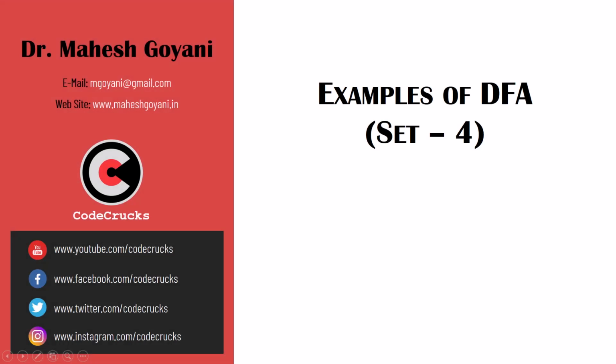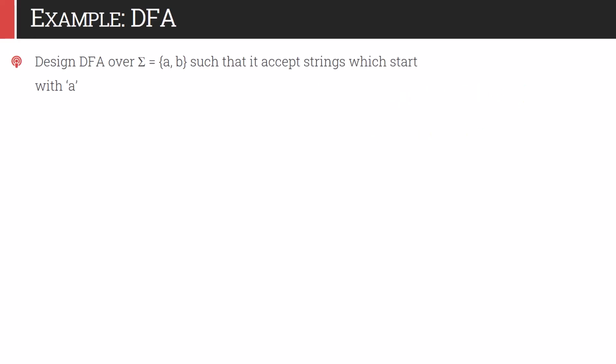Hello and welcome. In this video, we will talk about a few more examples on DFA. Design a DFA over alphabet set sigma equal to {a, b} such that it accepts strings which start with a. So all strings must start with a. After that, it can be followed by anything.